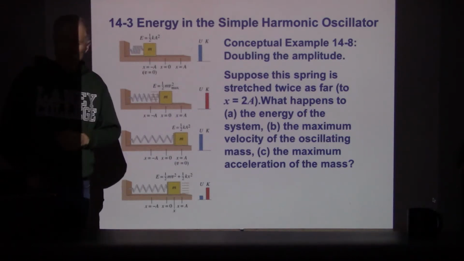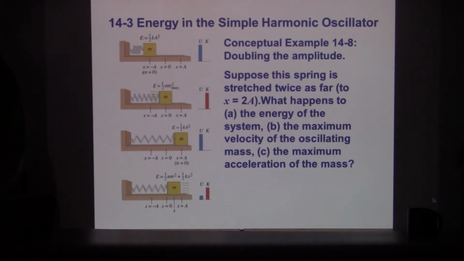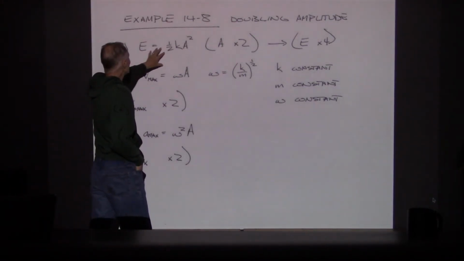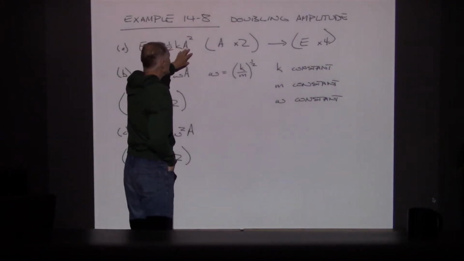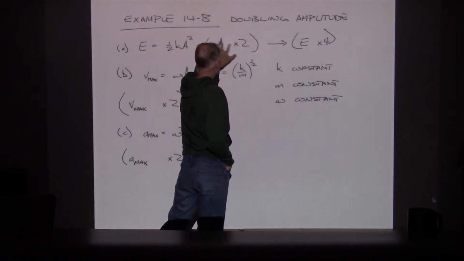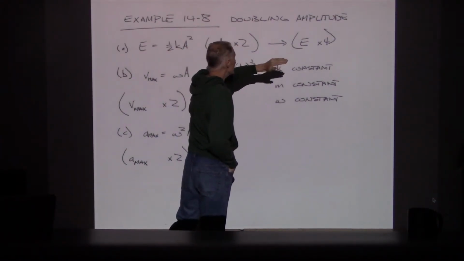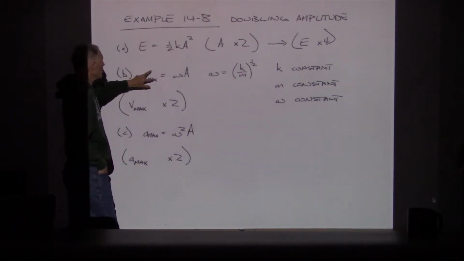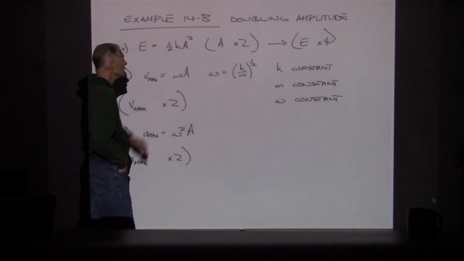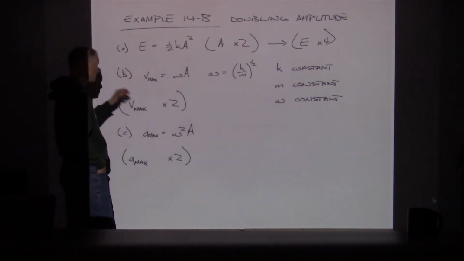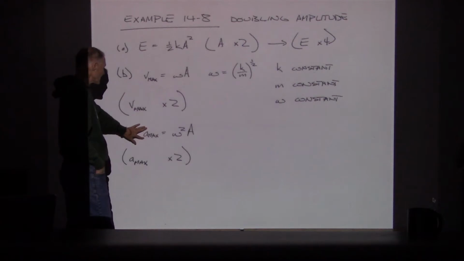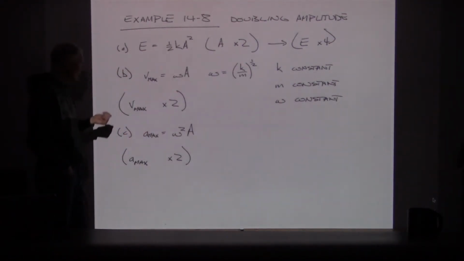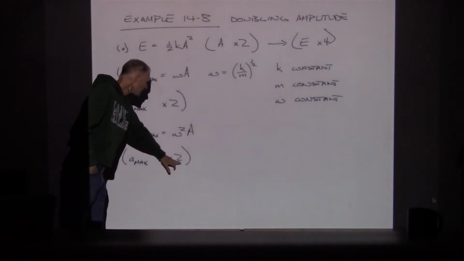the maximum velocity and the maximum acceleration, let's jump ahead here. So what we're going to say is that the total energy in the system, 1/2 k a squared, if I double the amplitude, the energy is going to go up by a factor of 4. Now, the Vmax that we've solved for is omega times a. It says that the Vmax would also double, and the acceleration is omega squared times a. If a doubles, the a max would also double.